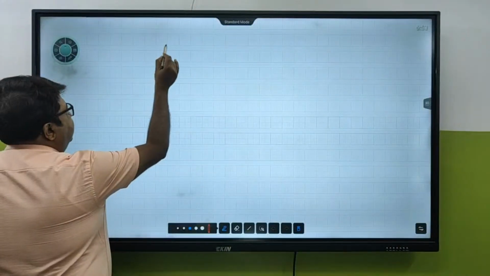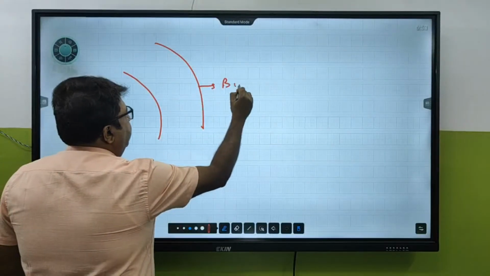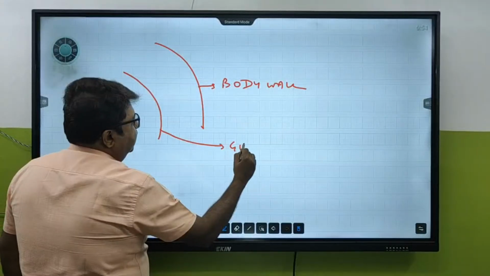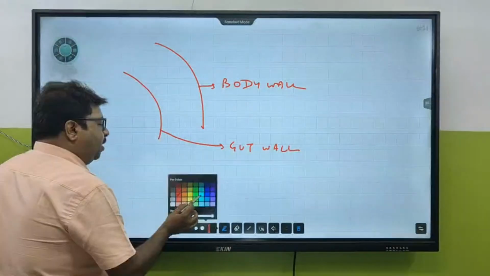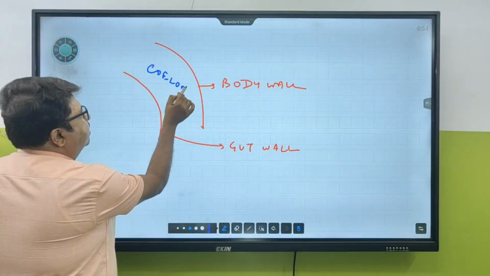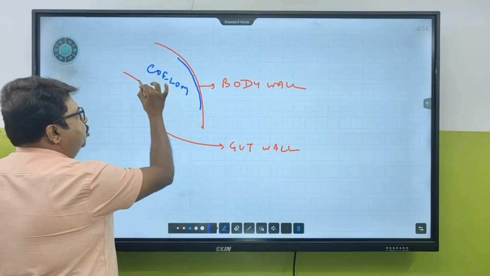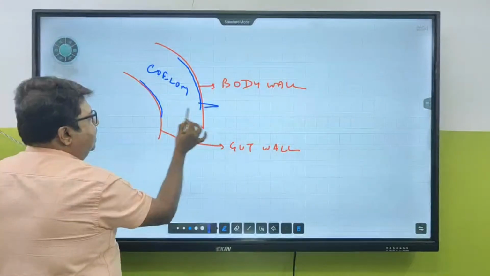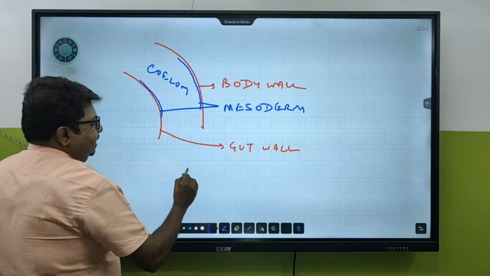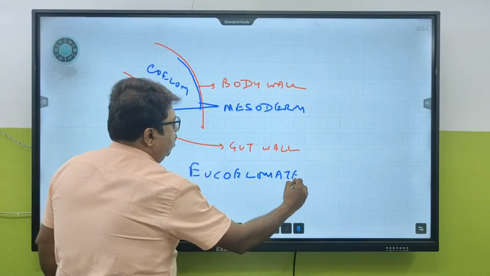Now, in between the body wall and gut wall, if this is the body wall and this is the gut wall, there is a gap, and this gap normally we call a coelom. Body cavity. But the body cavity in a true coelom organism, eucoelomate organism, is completely lined by mesoderm. This happens in case of eucoelomate organisms.